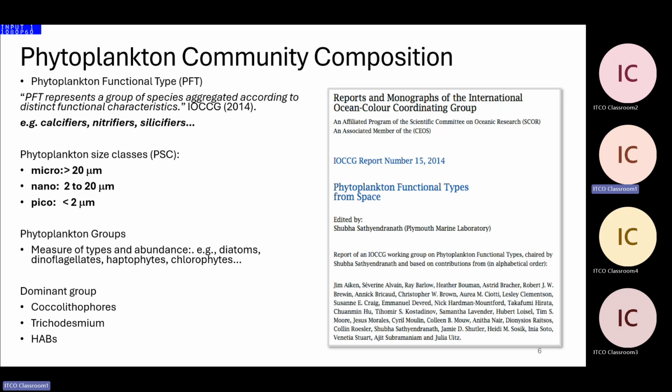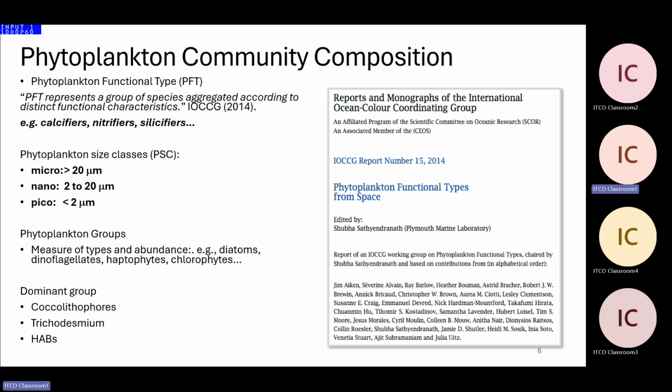Another way we classify them is based on size classes. For people not familiar with phytoplankton, you might often hear people talk about micro, pico, nano, that's microplankton, nanoplankton, picoplankton. Based on the size, we classify our phytoplankton into these three distinct groups. Another way, which we're moving towards now, is classifying our community composition by groups. So that might be looking at diatoms, dinoflagellates, chlorophytes, haptophytes, etc. Splitting it up that way.